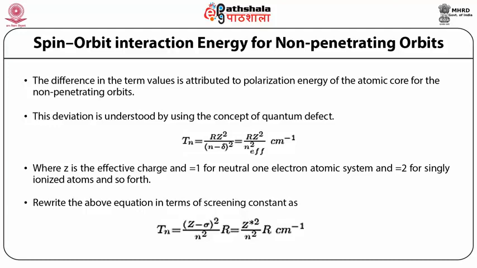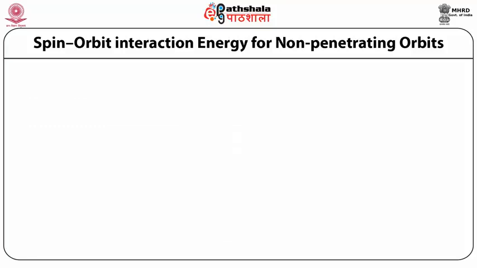Rewriting the above equations in terms of screening constant, Tn is equal to Z minus sigma square upon n square into R, which is equal to Z star square upon n square R in centimeter inverse.